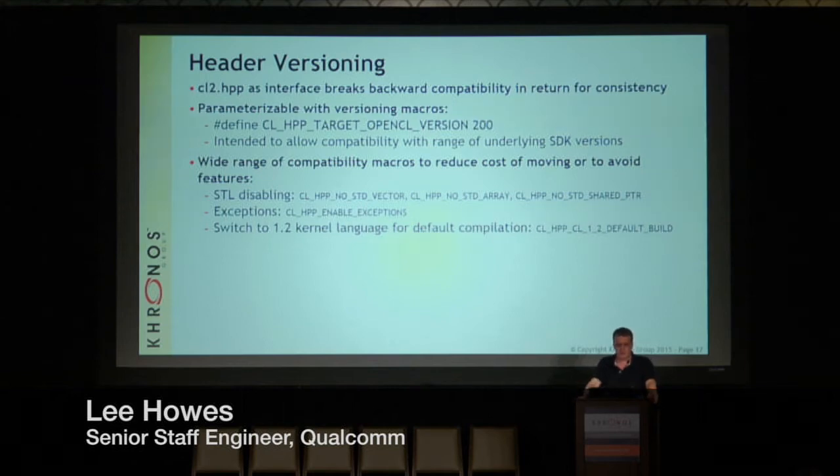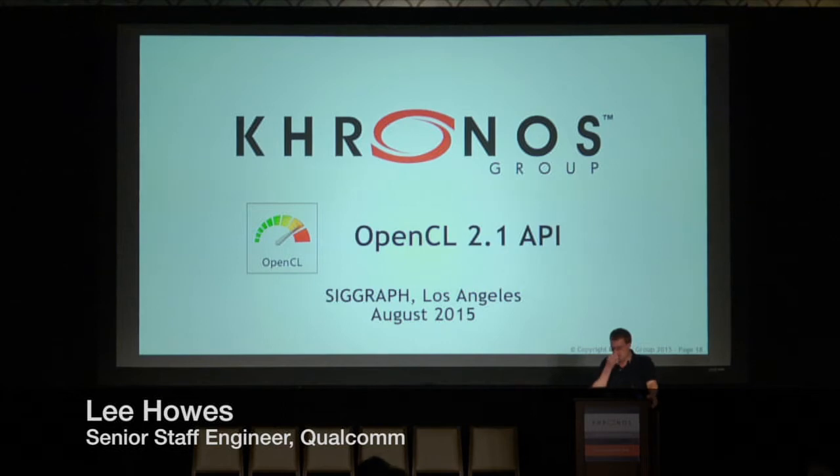And then we have a range of compatibility macros to allow the preprocessor to control what happens, like, for example, disabling the standard STL vector support and allowing you to replace it with your own one. Yes, and that last bullet is saying that you can switch back to 1.2 compilation because the new default is 2.0 to follow, that's what you're getting for the header, so that's the obvious default. So that's it really, it's just an update to the header. I hope it's useful to people.